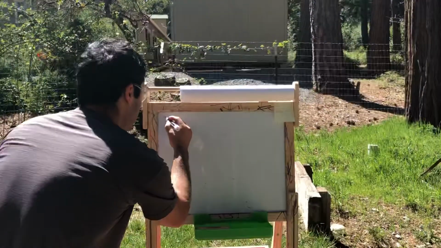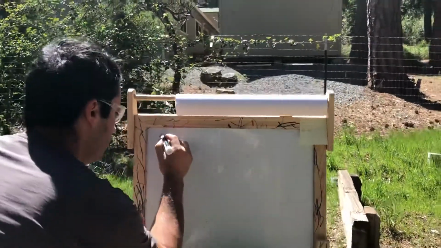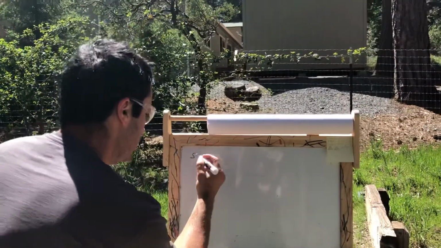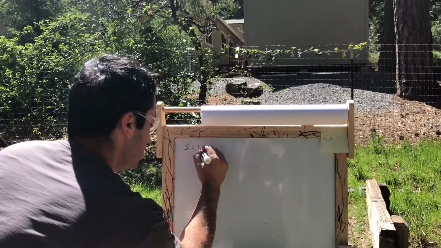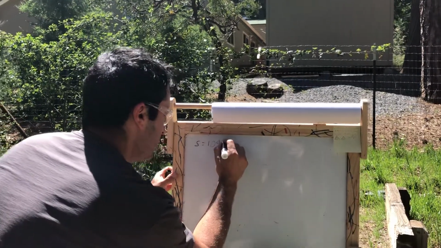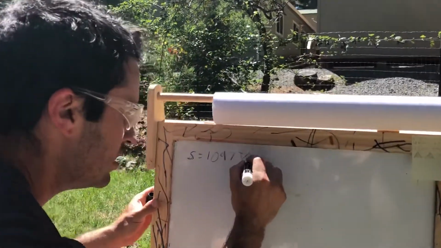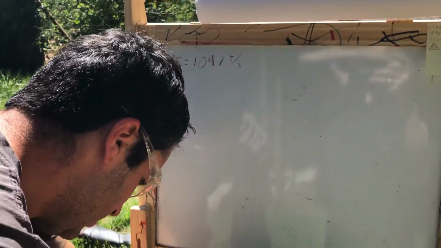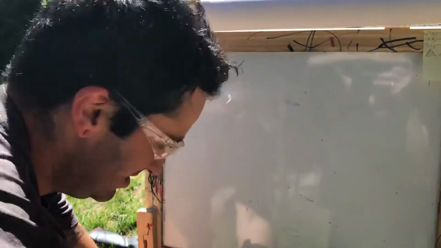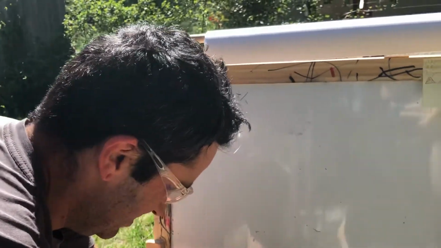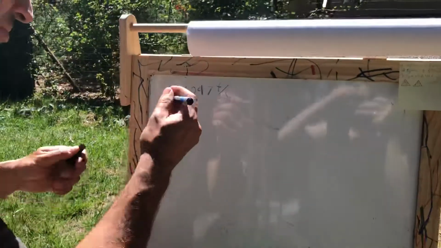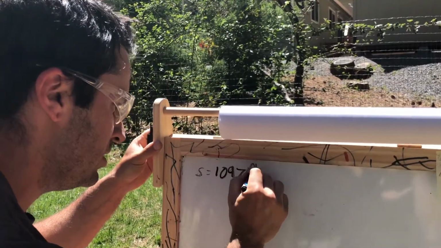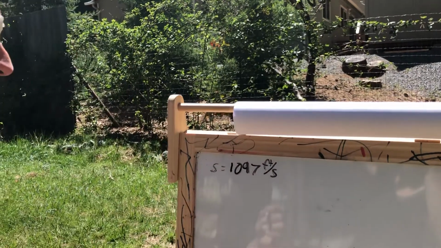So my speed in a given direction is going to be velocity, and it's going straight, is 1,097 feet per second. Let's see if I got another marker that'll work with my kids' whiteboard set. 1,097 feet per second. So there's my speed.